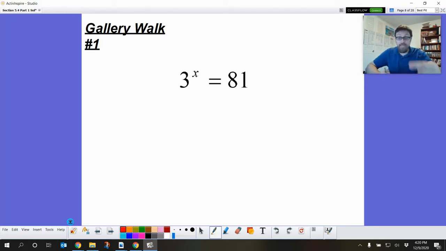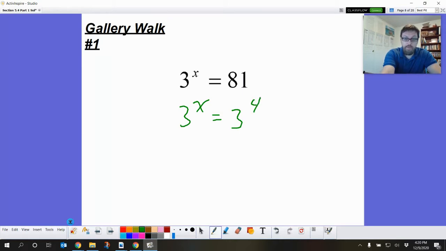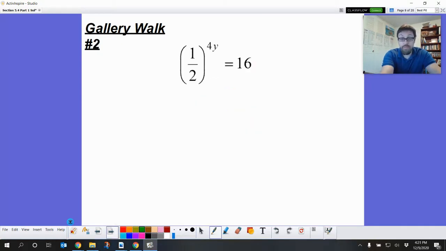Yeah, I've got 81. I'm like, okay, is that a 3 to the something? Yeah, it is 3 to the 4th. So we get 3 to the x equals 3 to the 4th. So x equals 4. Done. Since these bases are equal, their exponents must also be equal. It's that easy. No problem. Cool. Let's try another one.